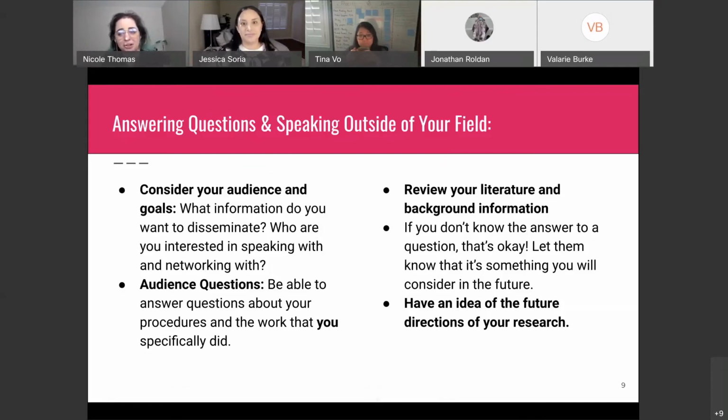Most importantly, though, you should have an idea of the future directions of your research. This is oftentimes the part that's really, really exciting for people, myself included. So both for the person researching as well as the person asking about it. We all want to know about where your research is going. Like, what's the big picture? Why is this important to you? Why is this important to the community?